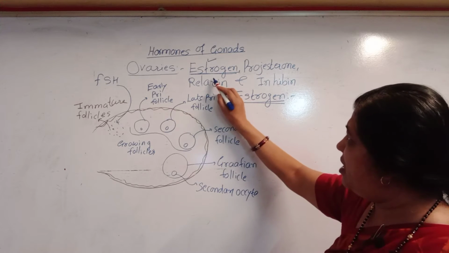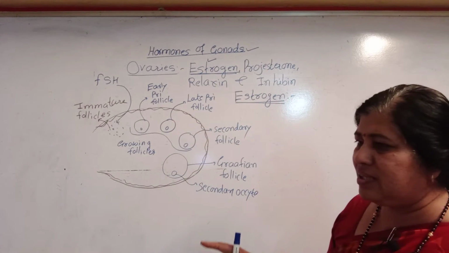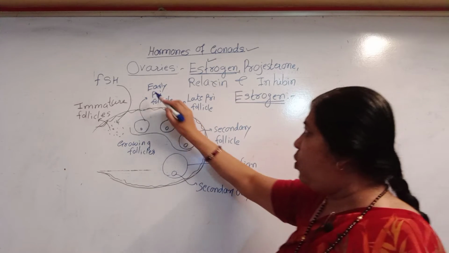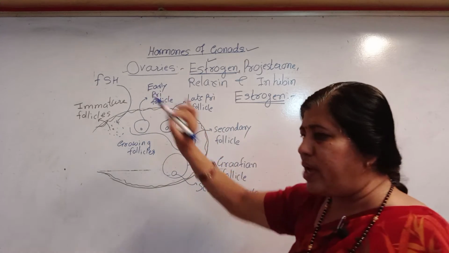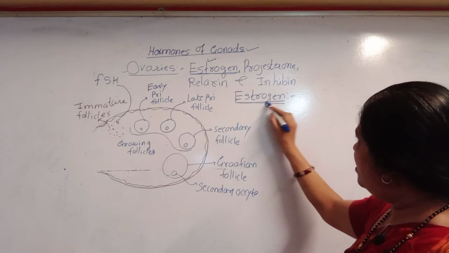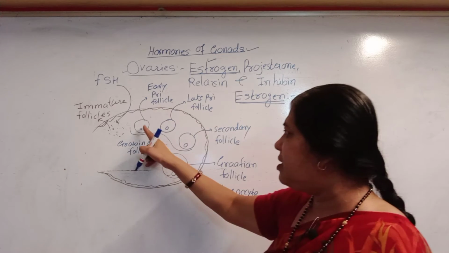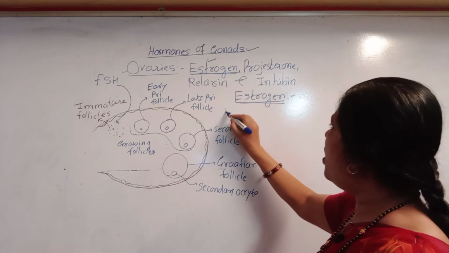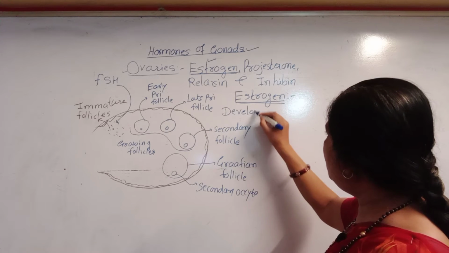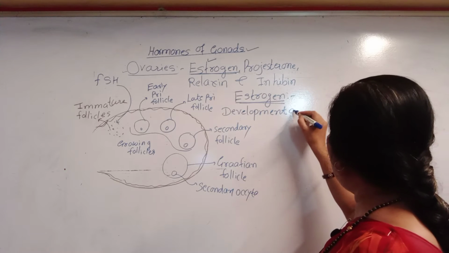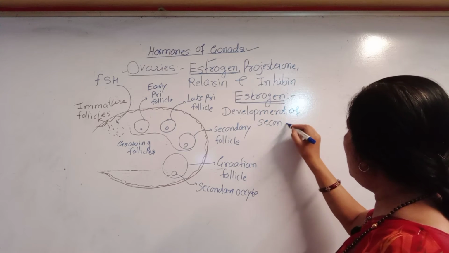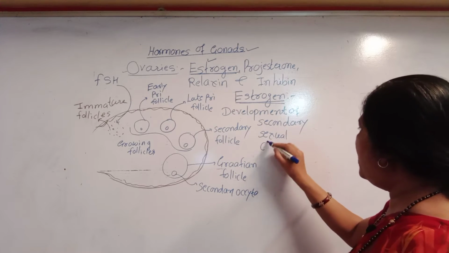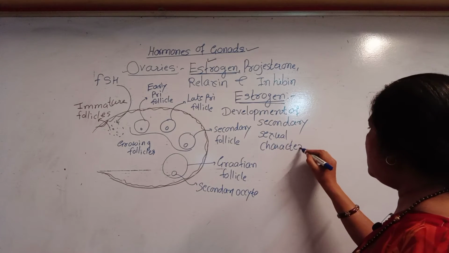What is meant by gonad? Gonad means that organ which produces a gamete. In the female, ovaries are present, and ovaries are female gonads. So estrogen is the hormone secreted by the growing follicles, and estrogen is responsible for development of secondary sexual characters in female.